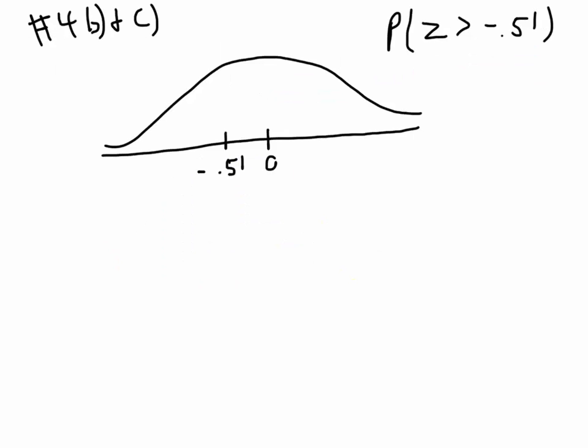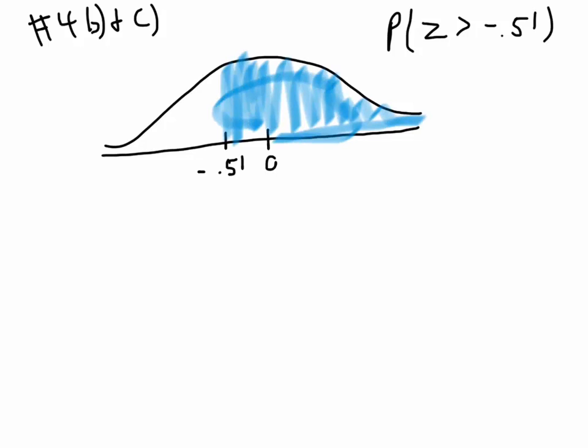Let's take a look now at 4b. I want the probability that z is greater than negative 0.51. So let's shade that in. And that is all this area up here. We can't look that up in the table with our CDF, but what we could check out if we had the right information here is the CDF would give us the area to the left. But we can't look that up because it's a negative number and our table only has positive numbers.